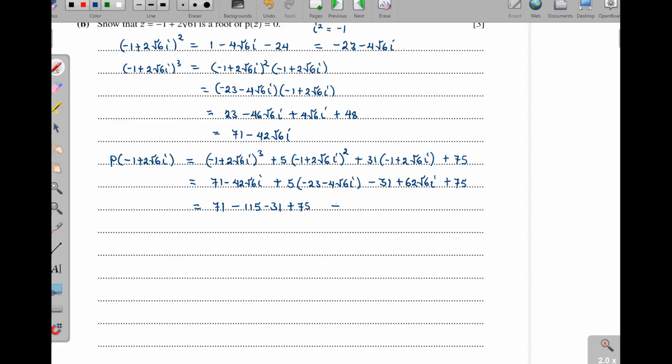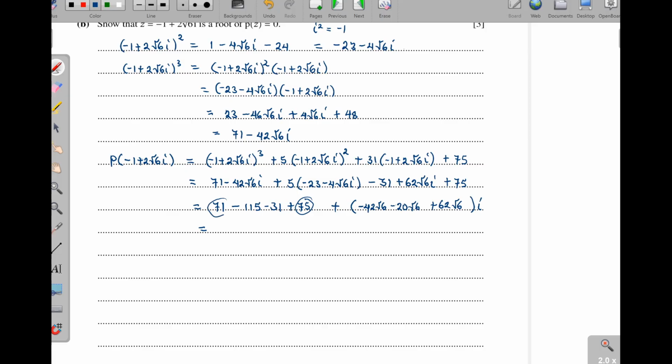That is the real part. Then we go to the imaginary part. So here we have minus 42 root of 6. Then there is 5 times the 4, that will be a minus 20 root of 6 i. Then there is a 62 root of 6 i. Okay, in fact, let me take off the i from here, and then I put it outside here.